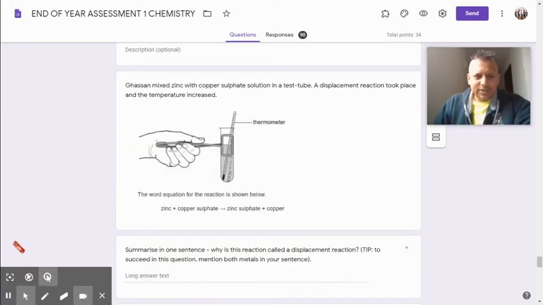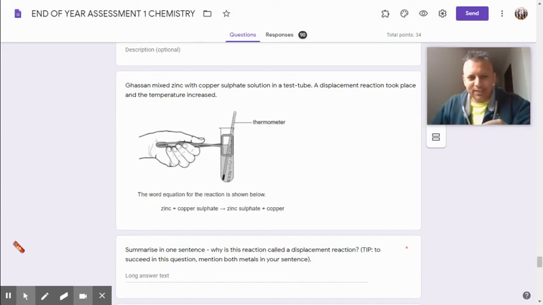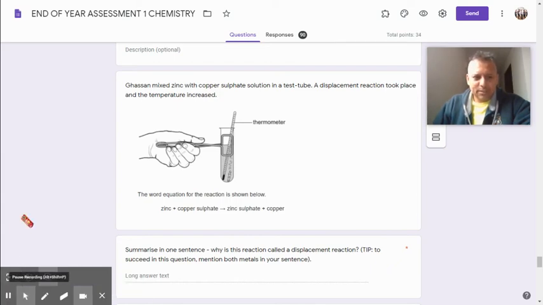Next question, Hassan doing a displacement reaction. Why is this reaction called a displacement reaction? The reason is that you have zinc, which is a more reactive metal, displacing copper, which is a less reactive metal, from its compound. There are different ways that you can say this. You could say zinc replaces the copper. That would be an acceptable way of summarizing it too.